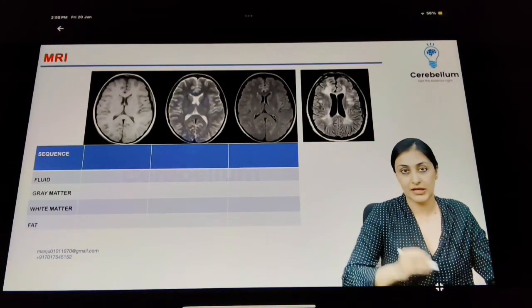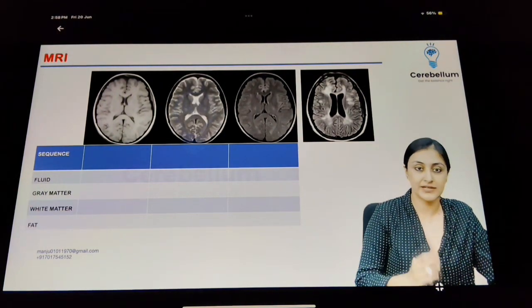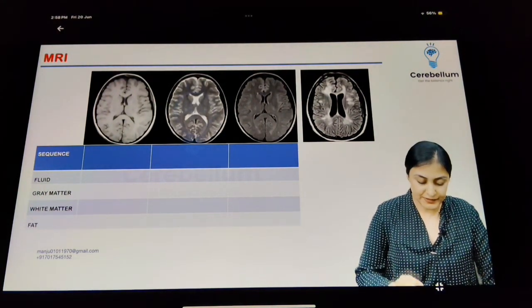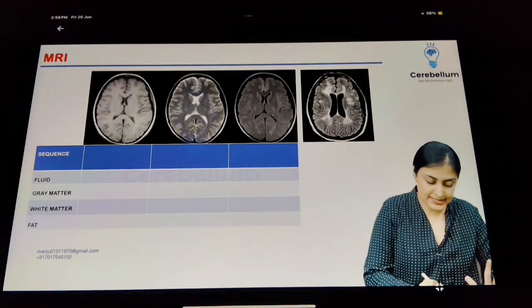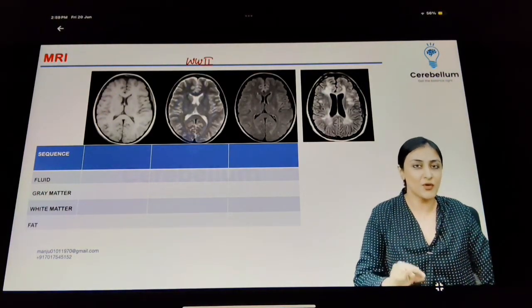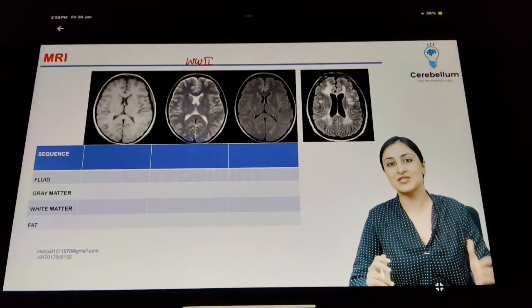Next, we talk about MRI. As I said, MRI is magnetic resonance imaging. So now we are delving into the sequences. What you first need to remember is a phrase, World War II. What do we mean by World War II? Water is white on T2.